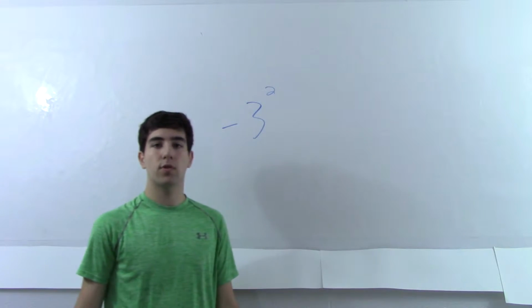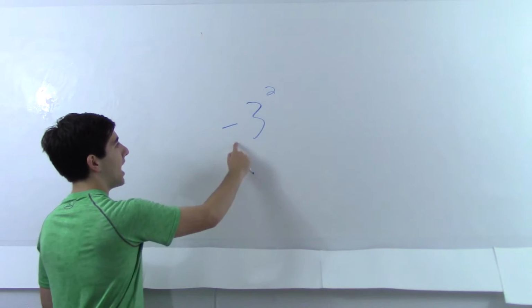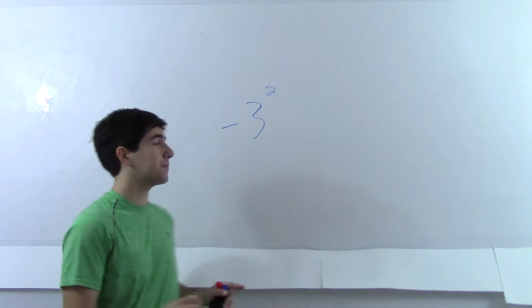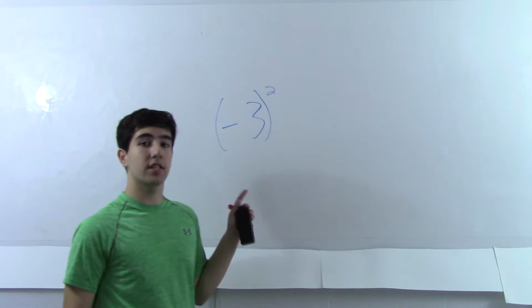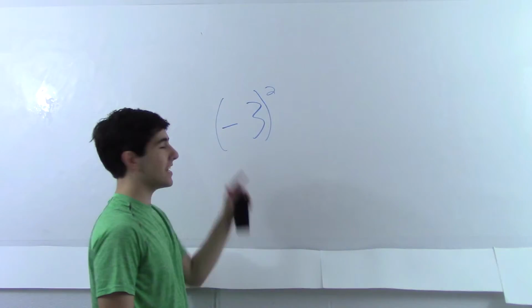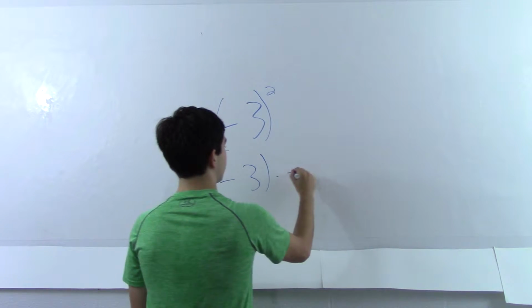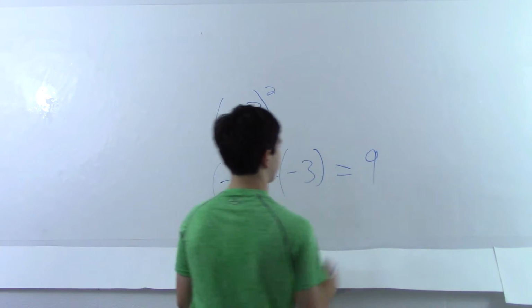Another thing that's important to know is how to work with exponents and negative numbers. Here we have negative 3 to the second power. Negative 3 to the second power actually looks like this. It's including that negative number, and it would look like this, negative 3 times negative 3, which is positive 9.